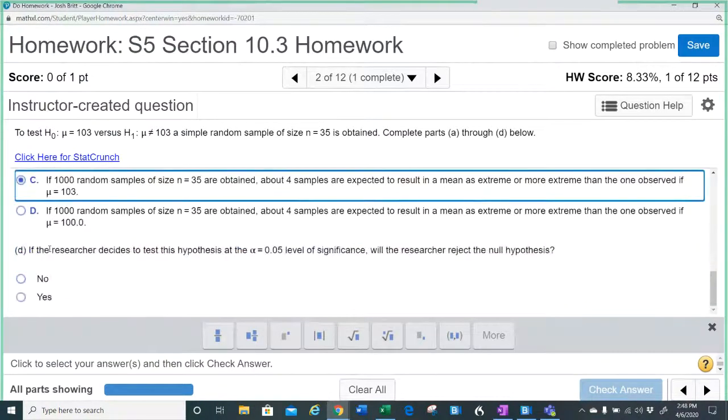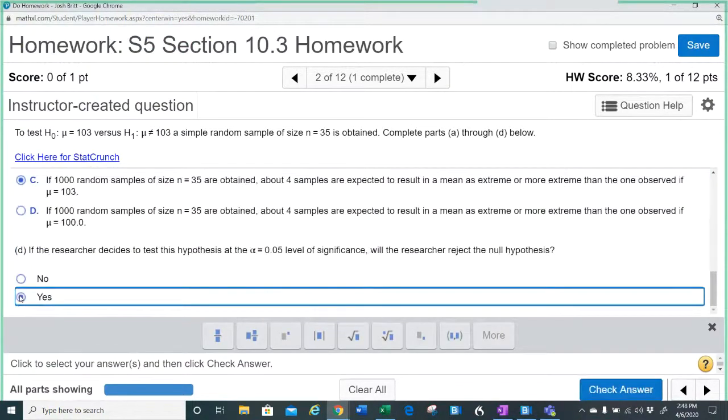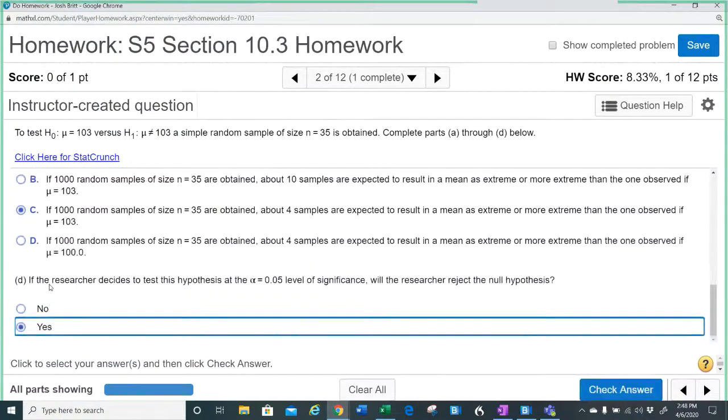And then if the researcher decides to test this hypothesis, will the researcher reject the null hypothesis? That would be a yes. Small p-value, always reject the null.